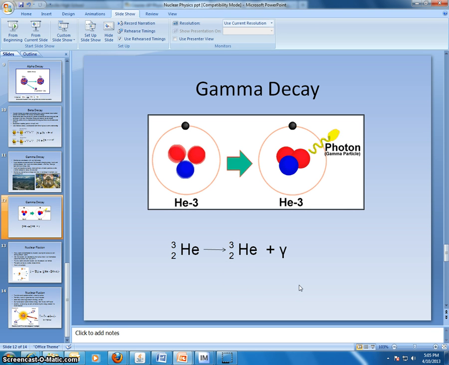Okay, so those are the 3 kinds of decay we've got when discussing the stability of the nucleus: alpha, gamma, and beta. In the last video, I am going to then just briefly discuss nuclear fusion and nuclear fission.